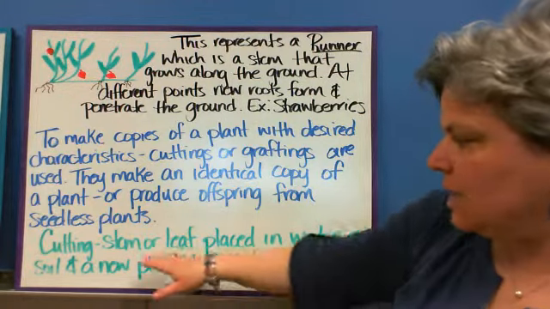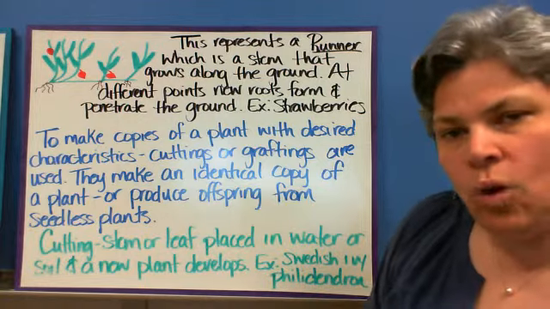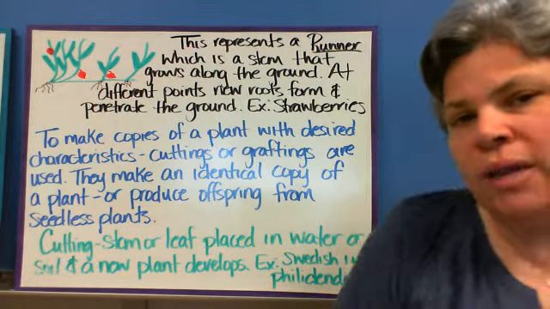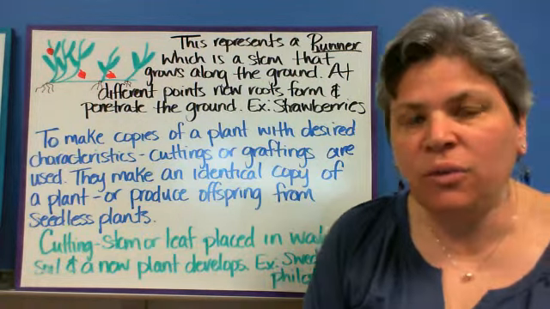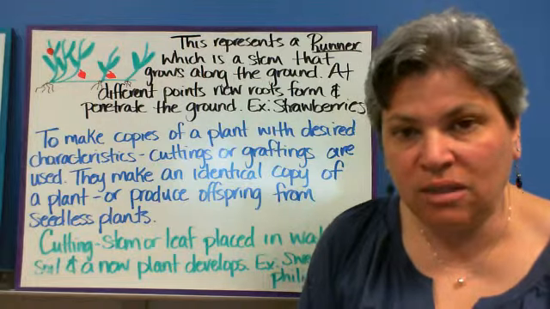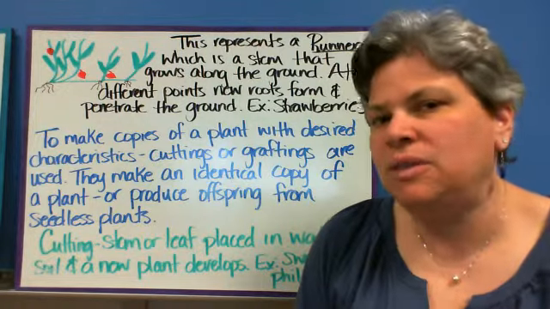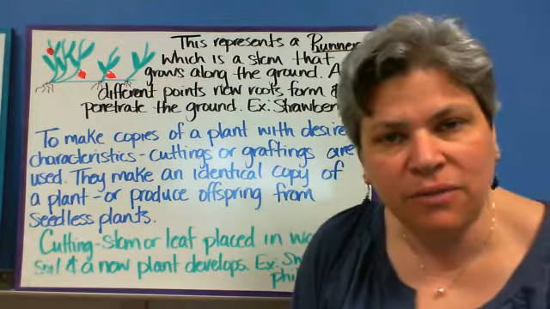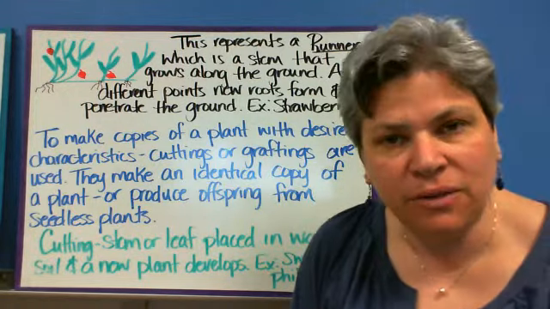With a cutting, we take a stem or a leaf and we put it in water or soil, and a whole new plant will grow. For many of you, when you look in the back of my classroom, you've seen the Swedish ivy that's hanging, maybe you've seen the spider plants, maybe you've seen the philodendron. Those are all of those hanging plants that are back there. Well, how did I get them?